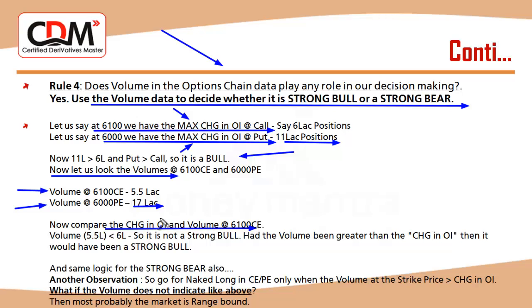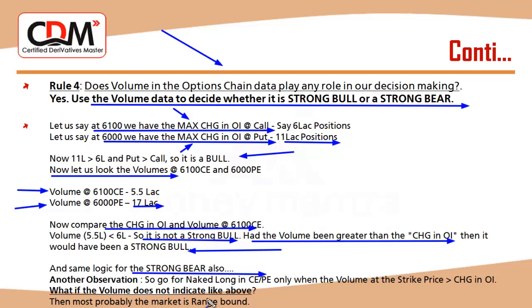Now the volume at the 6100 call option is 5.5 lakh, which is less than 6 lakh, so it is not a strong bull trend. Had the volume been greater than the change in open interest, then it would have been a strong bull trend. This is how we can understand the concept, and the same logic will apply for a strong bear trend also. This is just an example of how we should read the data from the NSE website, and how we should read the concept to identify whether the market is going to trend, when the market is going to change its trend, or when the market is going to be range bound.